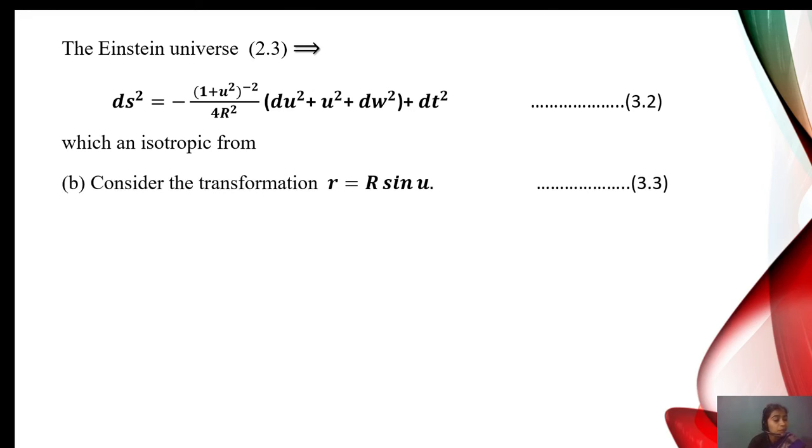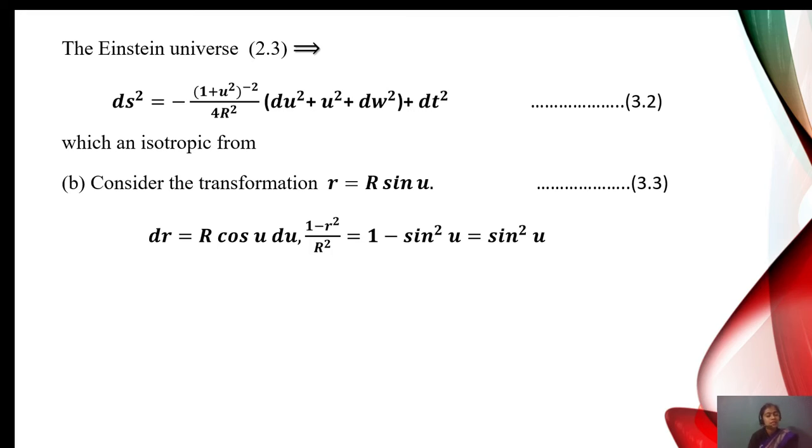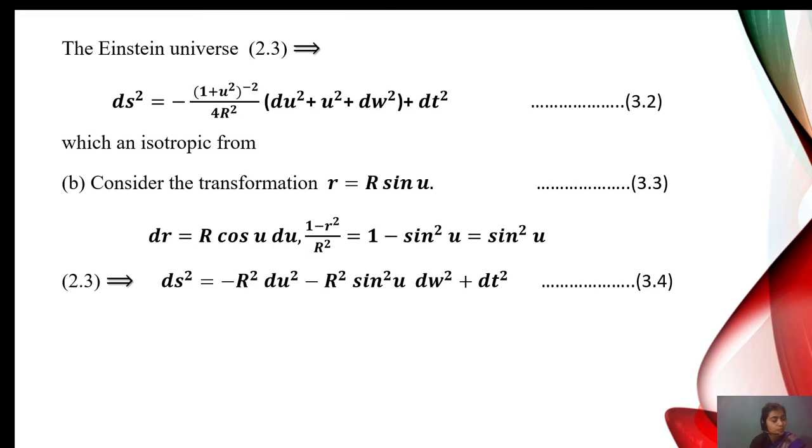Okay, the second point: consider the transformation r equals capital R sin u in this form. Then dr, the derivative form, equals capital R, a constant, times cos u du, and 1 minus r square upon capital R square equals 1 minus sin square u, which gives cos square u. Then put this in the value ds square, and all these conditions give r square du square minus r square sin square u dw square plus dt square.